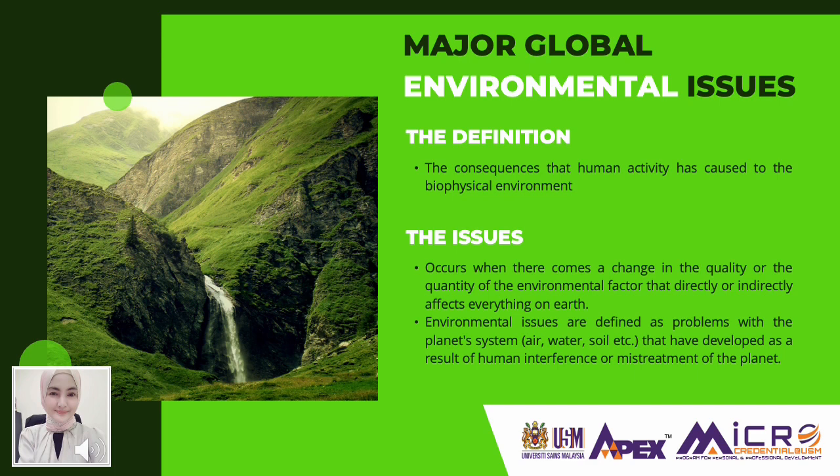An environmental problem occurs when there is a change in the quality or the quantity of the environment factors that directly or indirectly affects everything on Earth. And these environmental issues can also be defined as a problem with the planet system, air, water, soil, etc., that have developed as a result of human interference or mistreatment on the planet.